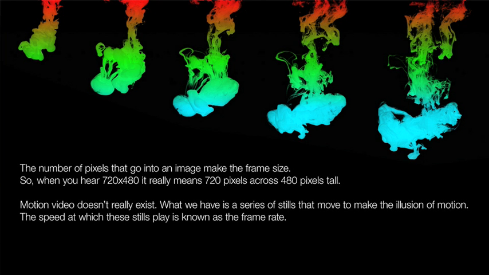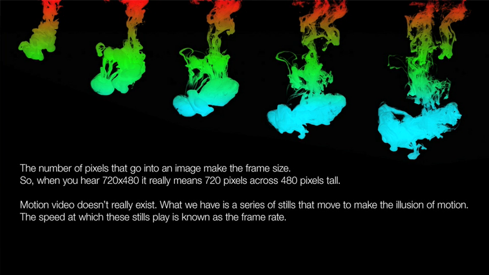Motion video doesn't really exist. We really don't have the technology for that. What we have is a series of stills that play at a certain speed, the mind connects them, and that gives the illusion of motion. The speed at which these stills play is also known as the frame rate.